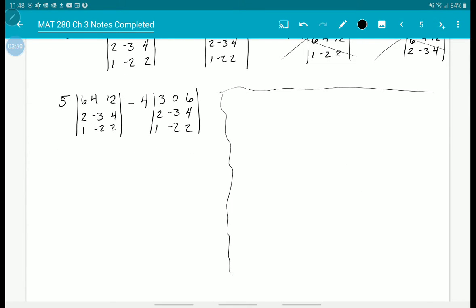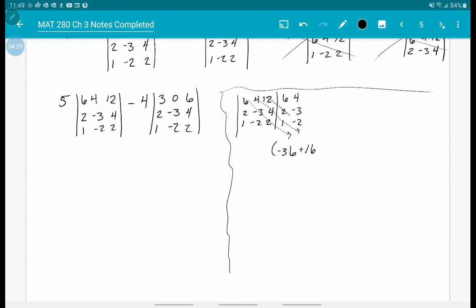So here's my side scrap work. I'm going to start with that first one: 6, 4, 12, 2, negative 3, 4, 1, negative 2, 2. And I am going to use that shortcut method, which is where I can recopy the first 2 columns and multiply down the diagonals. So that's going to be negative 36. Just be careful that everything lines up. It's easy to write sloppy and add or multiply the wrong things.